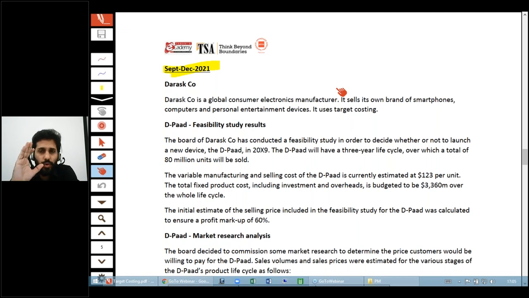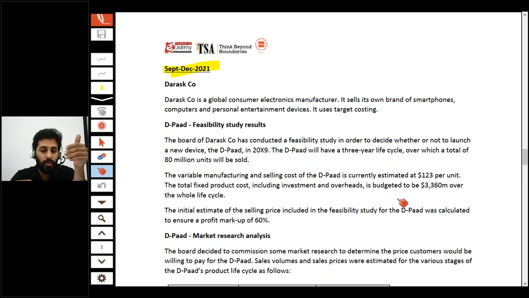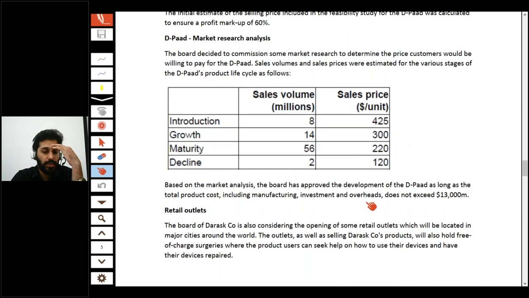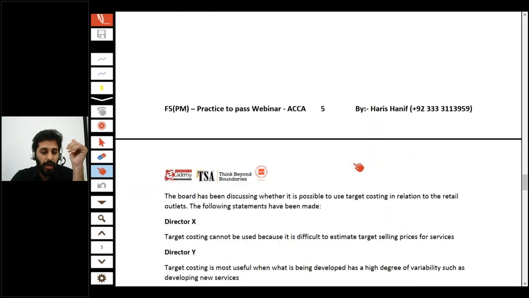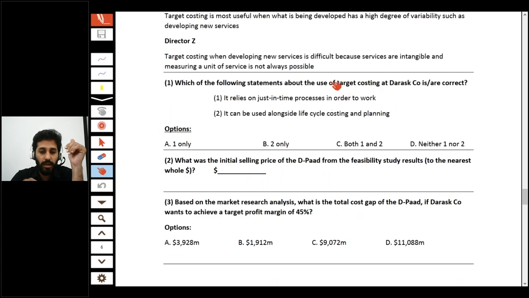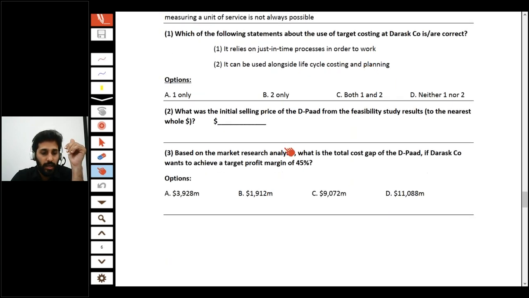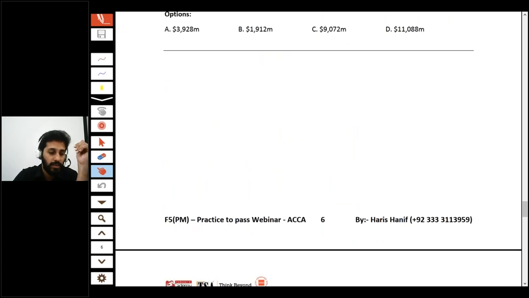What I guided you yesterday regarding the case OTQs technique, especially, is that you need to scroll it down. Just scroll down. Yes, analyzing introduction, growth, maturity. You are clicking the topic of life cycle costing. Then move ahead, just go through it. Yes, target costing, initial profit margin, and all that stuff.